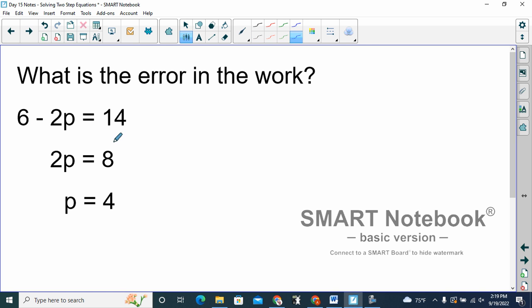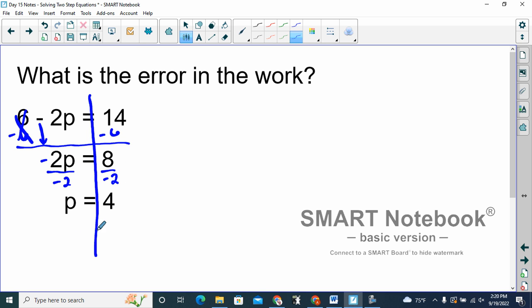Looks like to get from 14 to 8, they subtracted 6. Minus 6 here, minus 6 here. Those canceled. There's my equal sign. 14 minus 6 does give me 8. Here they divided by 2. 8 divided by 2 does give me 4. But I mentioned it before, this minus sign needs to come down, which means on this step, they should have divided both sides by -2. So I get p equals -4.